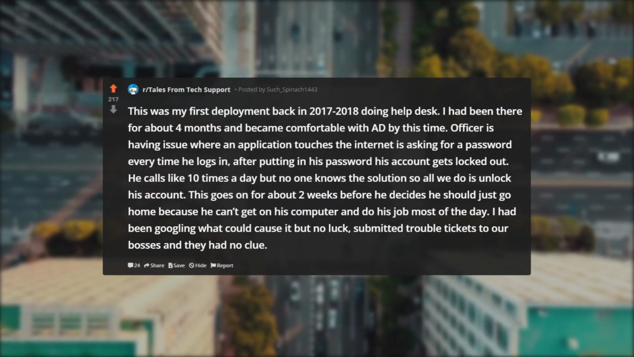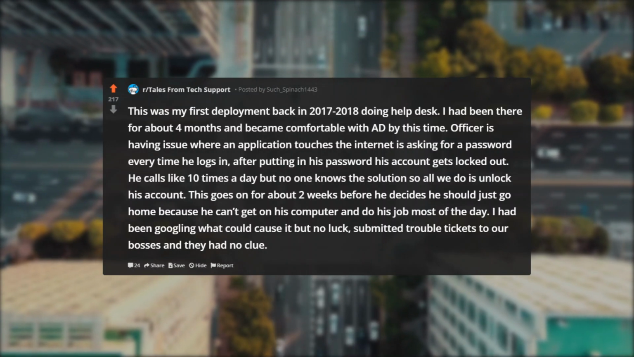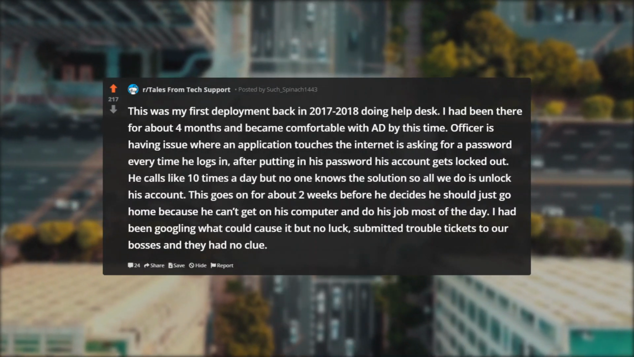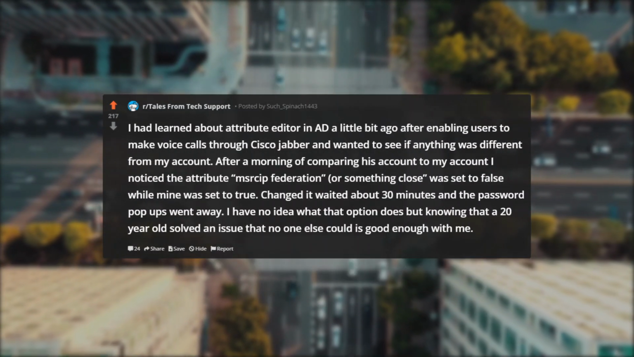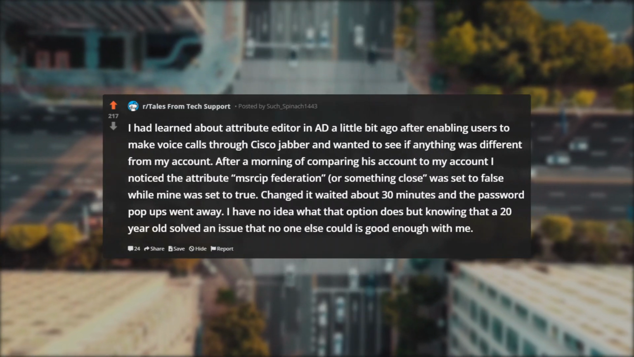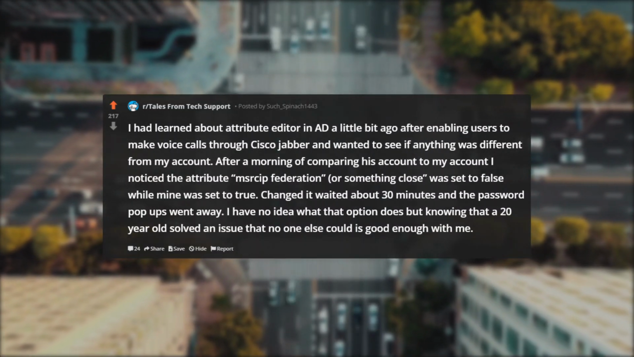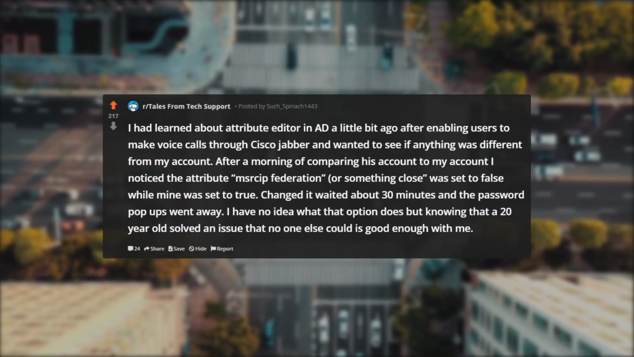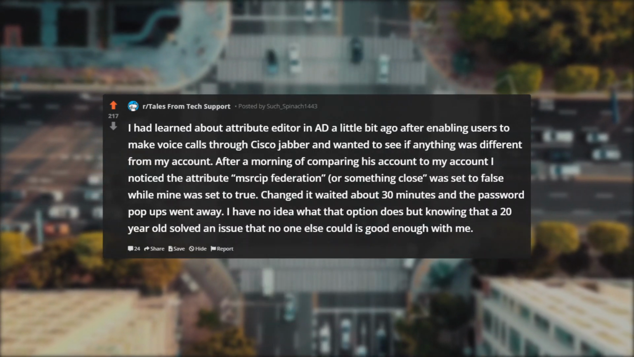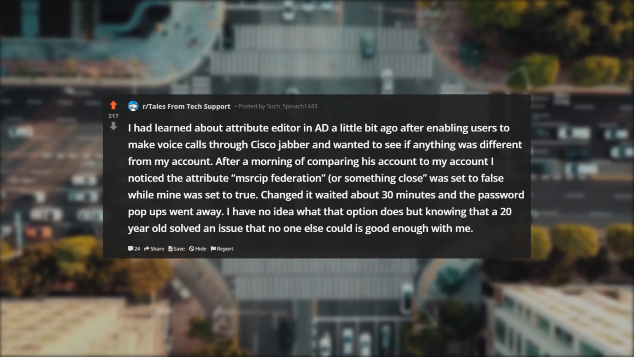I had been Googling what could cause it, but no luck. I submitted trouble tickets to our bosses, and they had no clue. I had learned about Attribute Editor in AD a little bit ago after enabling users to make voice calls through Cisco Jabber, and wanted to see if anything was different from my account.